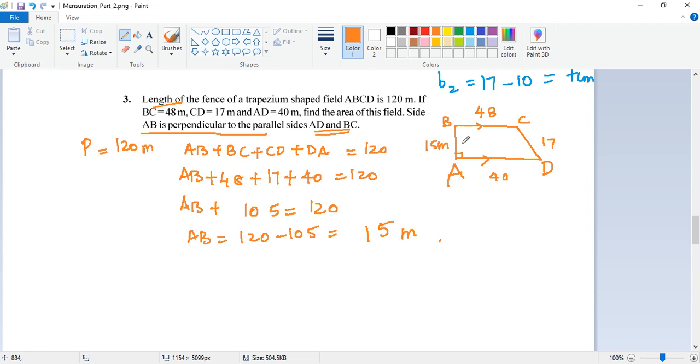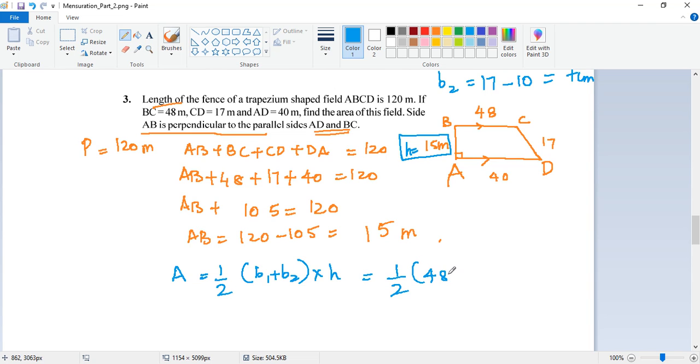But since it's perpendicular, this turns out to be our height. Very important to note. Since it's perpendicular, okay. So we can say area of the trapezium is equal to half B1 plus B2 times height, which is equal to half. What is our B1? Our B1 is 48 plus 40 into 15.